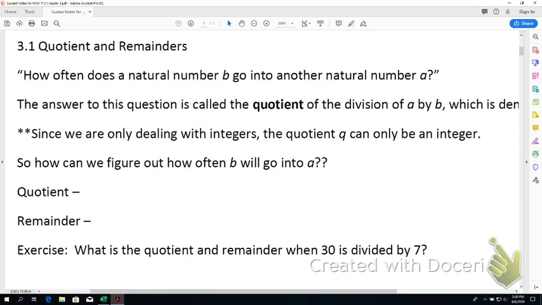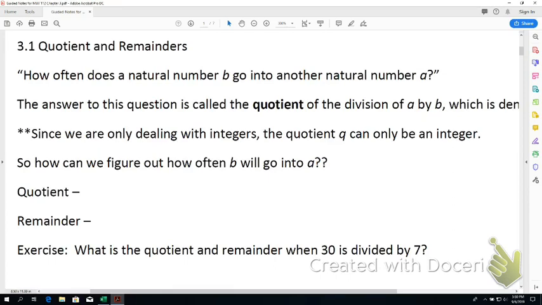So the answer to this question would be called the quotient of the division of A by B. So A divided by B will give me some value that we call the quotient. Okay? And this is usually denoted as a Q. Okay? Since we're only dealing with integers in this book, the quotient Q can only be seen as an integer.